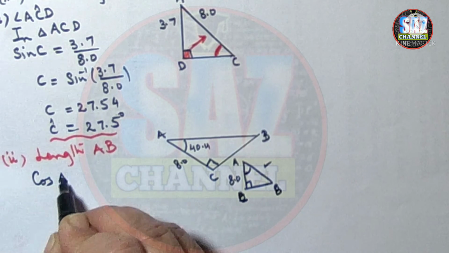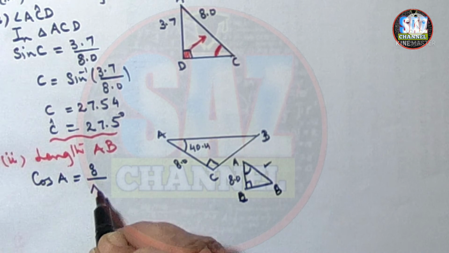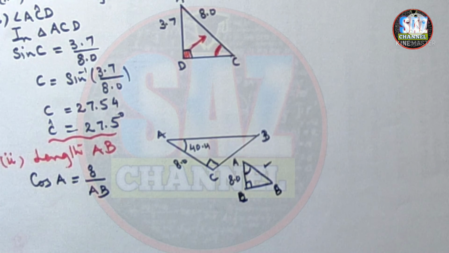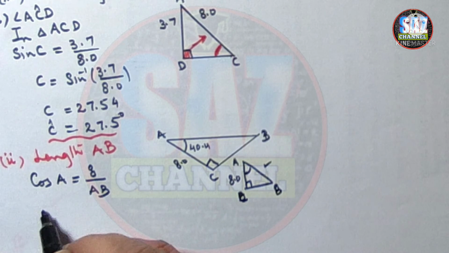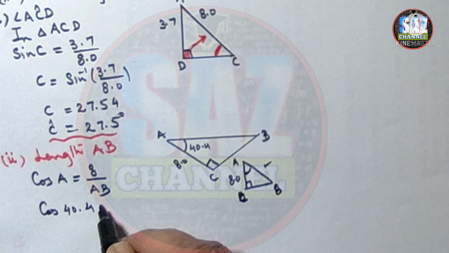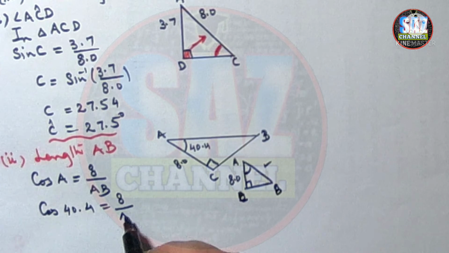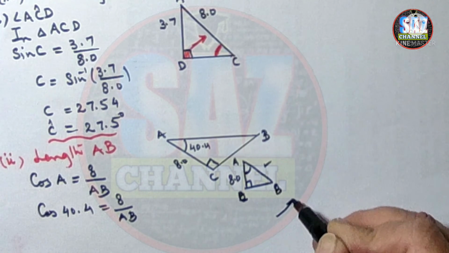Cos angle A equals adjacent, that is 8 upon AB, which is the requirement of the question. Now cos of A is cos 40.4 equals 8 upon AB. Let me check what cos 40.4 is. Cos 40.4 is 0.7615.